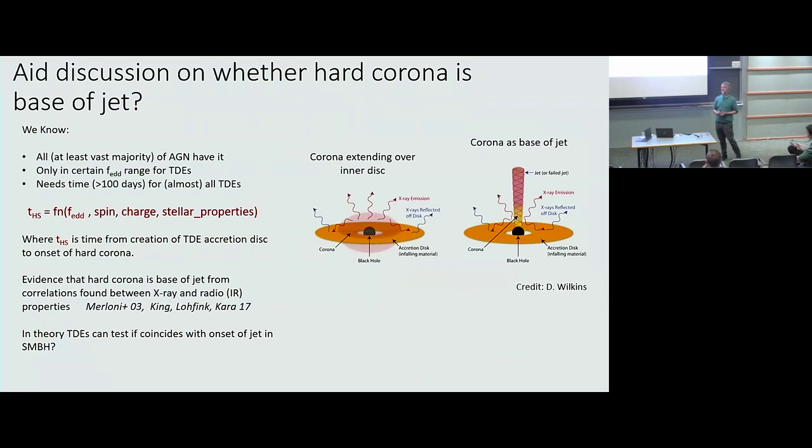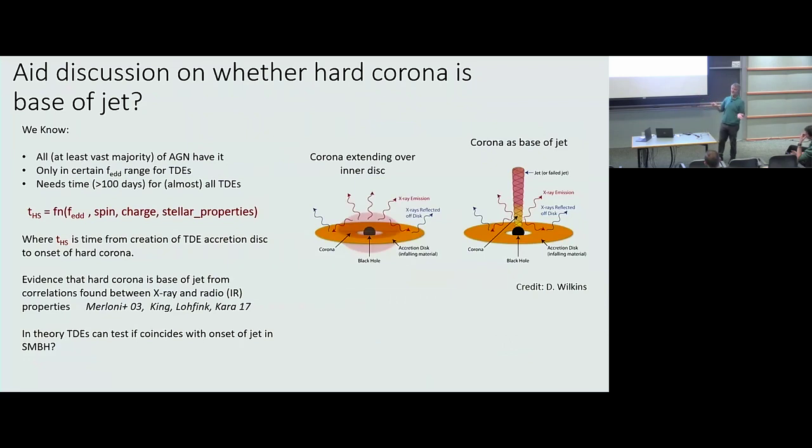There are models, of course, that it's the base of a jet, and others that it's a more extended corona, and there are all sorts of reverberation studies which have put evidence for both of these. It would be really nice if with TDEs we can watch the actual hard corona form in the X-rays, pepper it with radio observations, and see if there are any differences between one which does form and one where it doesn't.